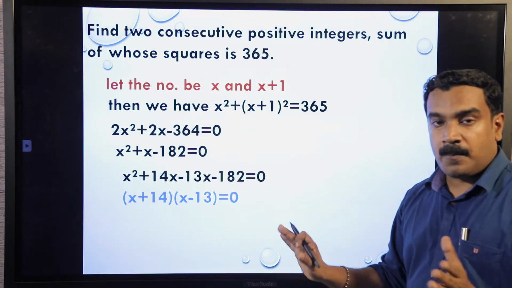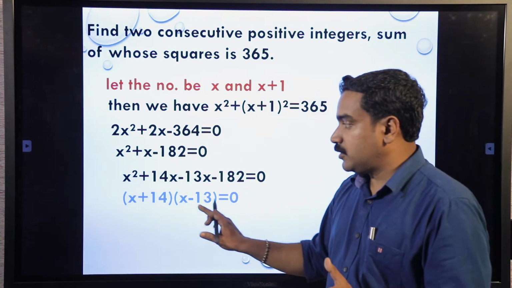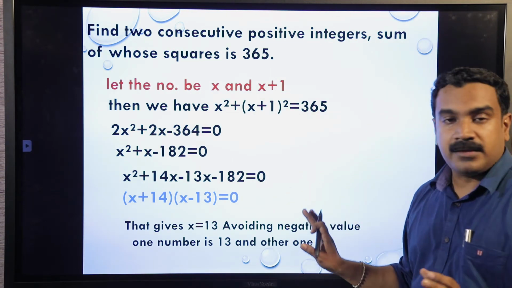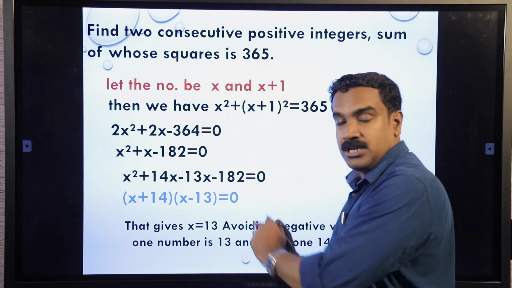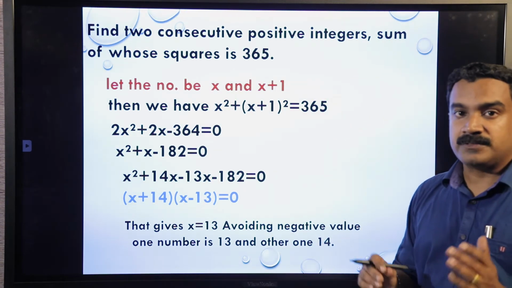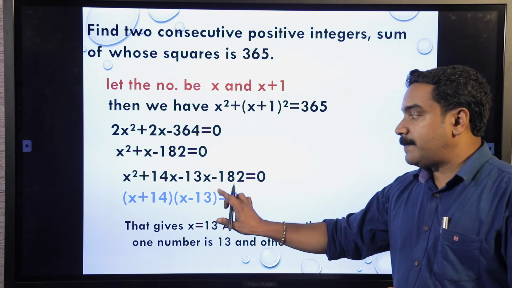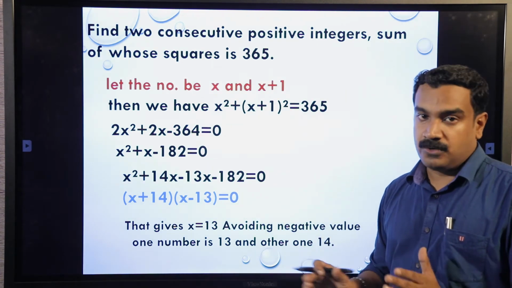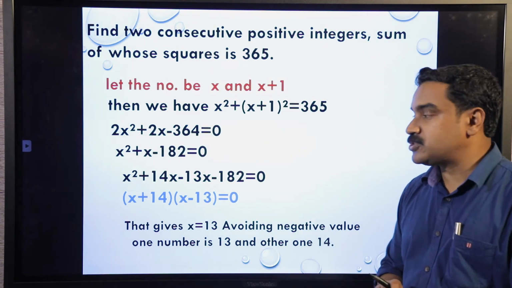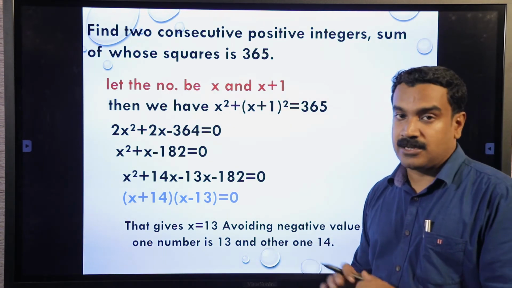Take the common factor outside and make it two factors. You will get x plus 14 into x minus 13 equal to 0. Compare each bracket to 0. If x plus 14 equal to 0, x is negative 14. If x minus 13 equal to 0, x equal to 13. We are avoiding the negative value and taking only the positive value, so x equal to 13.